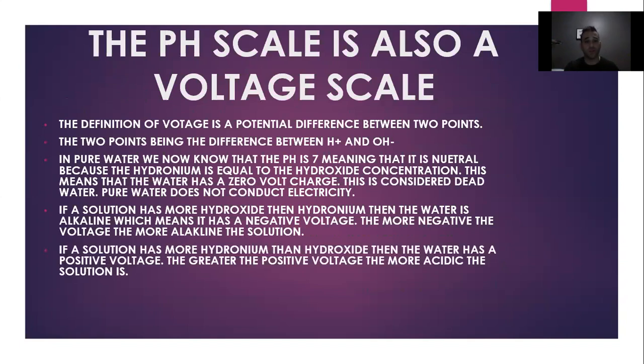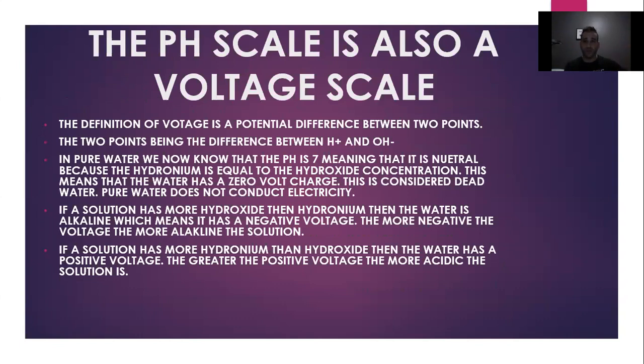If a solution has more hydronium than hydroxide, then the water has a positive voltage. The greater the positive voltage, the more acidic the solution is. So if I have more hydronium and less hydroxide, if I take the difference between the 2 points, I have positive minus negatives, I end up with a positive number. Acids are positively charged, they have a positive voltage, okay?